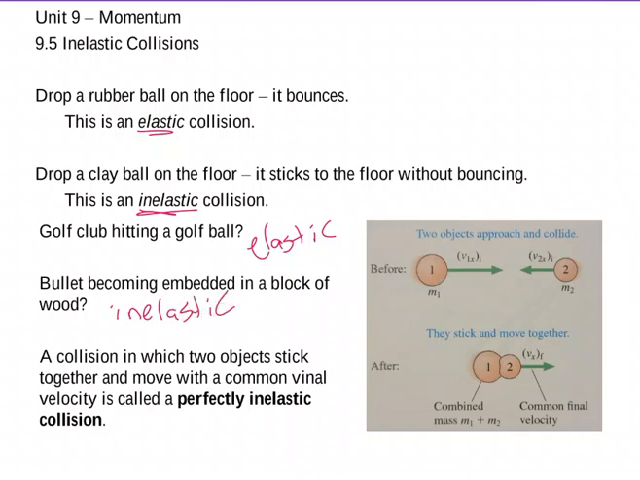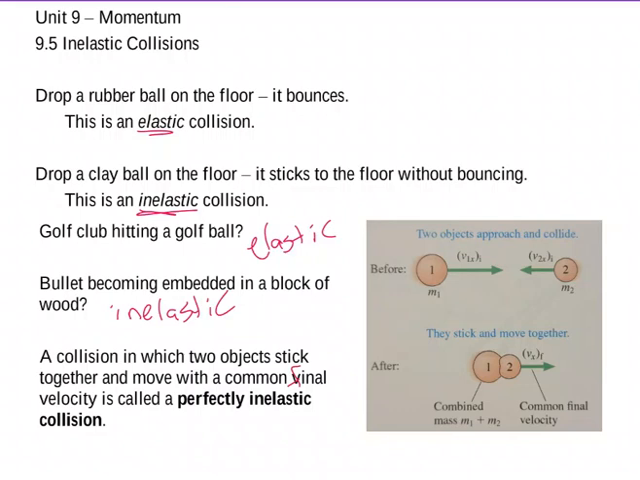All right, so a collision in which two objects stick together and move, maybe they move, maybe they don't move, and move with a common final velocity, is called a perfectly inelastic collision. They stick together and move with a common final velocity. And that common final velocity could be 0, but they stick together, okay?